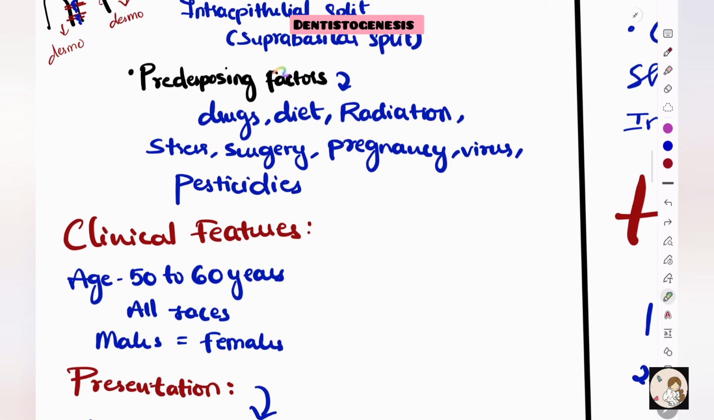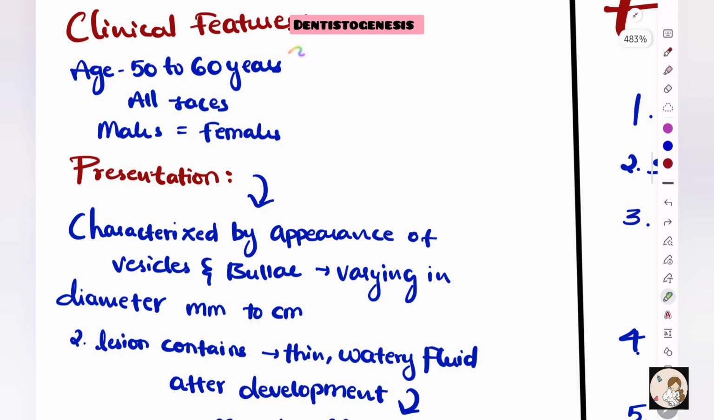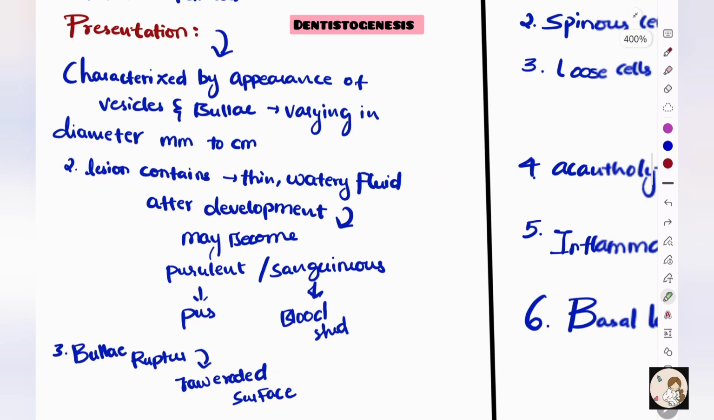Now, what are the predisposing factors for pemphigus? Usage of drugs, irregular diet, radiation, stress, surgery, pregnancy, virus, and exposure to pesticides. Clinical features include most of them who are 50 to 60 years of age will be affected by pemphigus, and all races will be affected, and there is an equal male to female ratio.